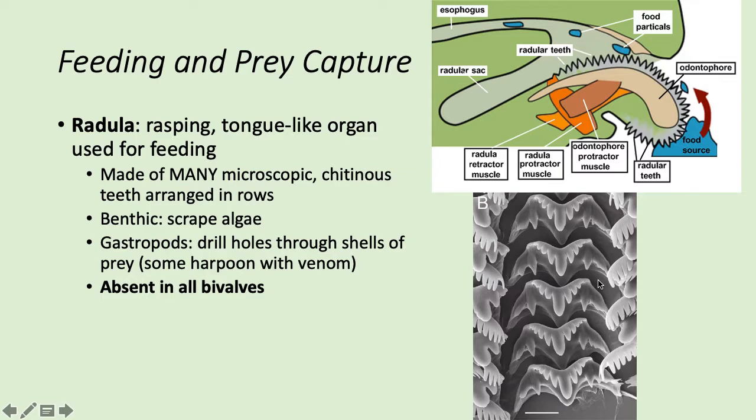If the organism is a benthic organism, something that lays low on the bottom of a marine or freshwater ecosystem, it usually just scrapes up the algae. There are some gastropods out there that drill holes through the shells of their prey, and some actually have harpoons with venoms. So there are some predator-like creatures out there.